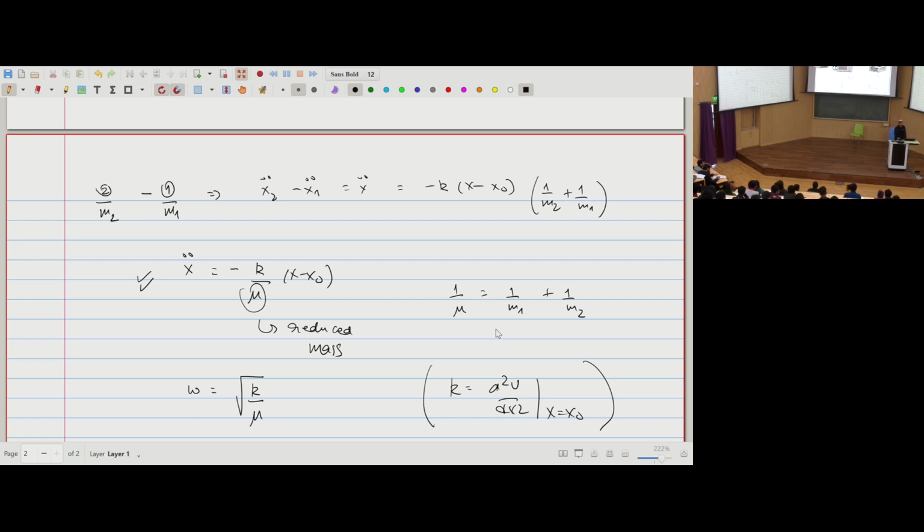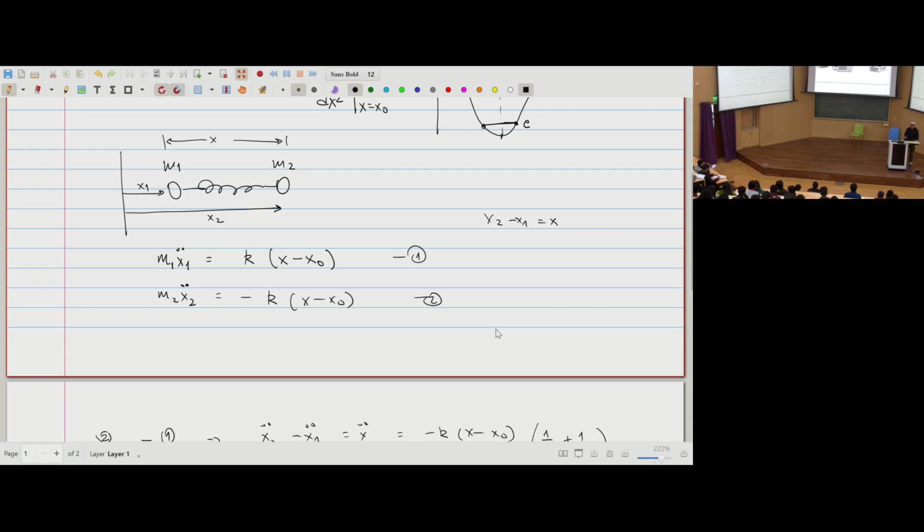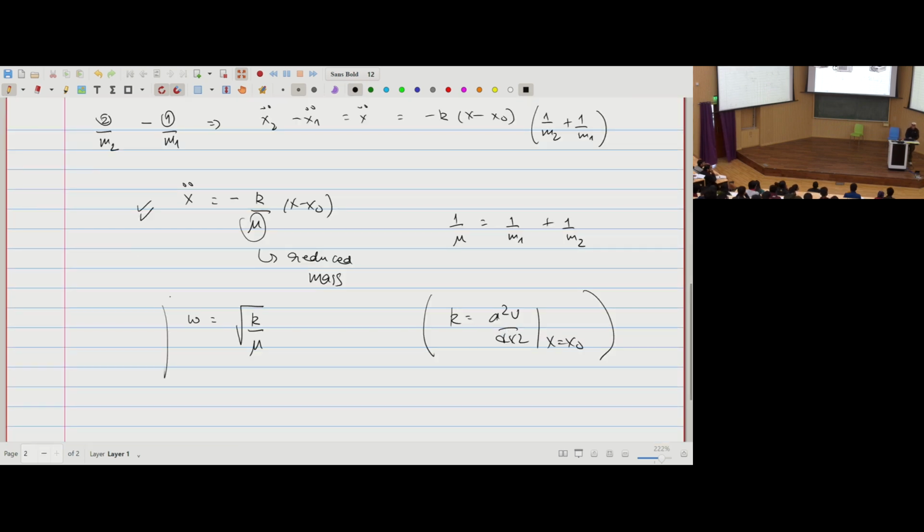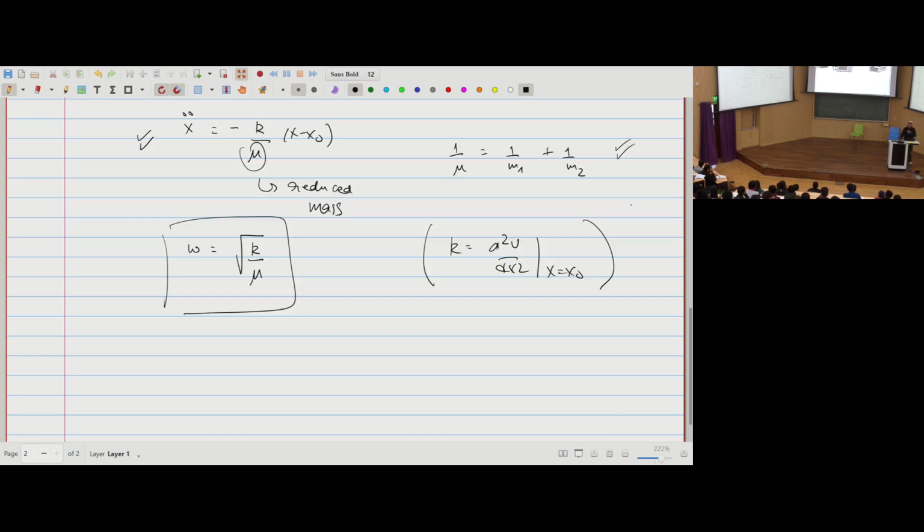So we started with a system of two masses connected by a spring. The masses were different. It's like two particles connected with each other through a spring, and what we calculated is that the frequency of oscillation is square root k by mu, where mu, the reduced mass, is given as this, right from simple Newton's second law. All right.